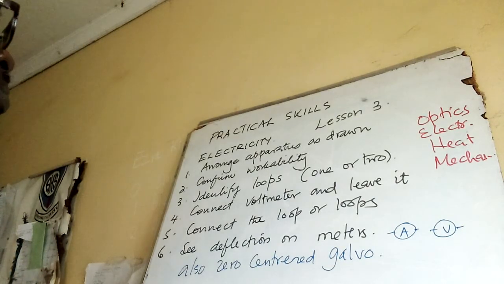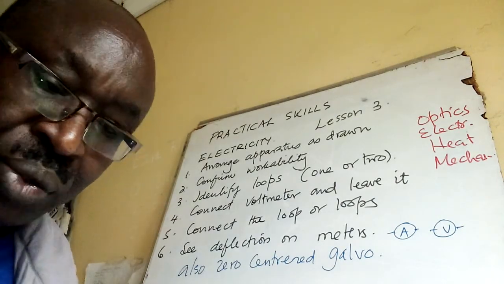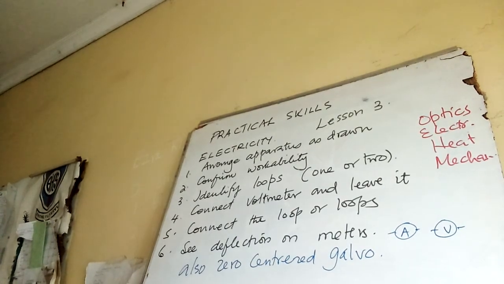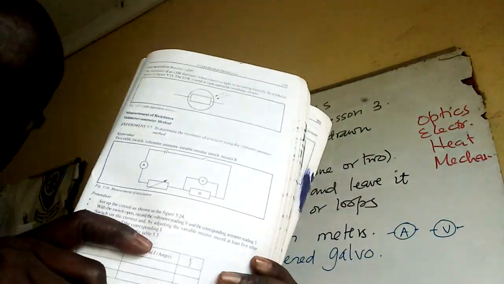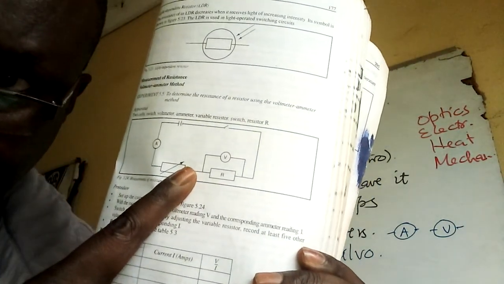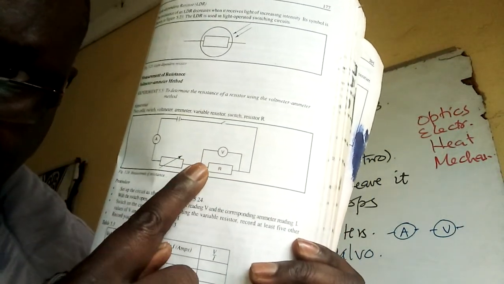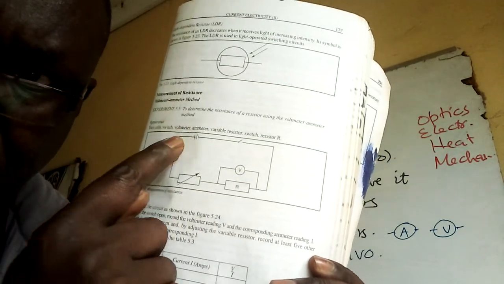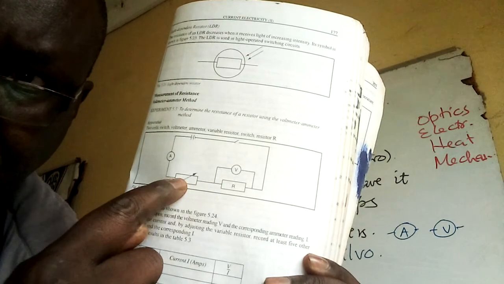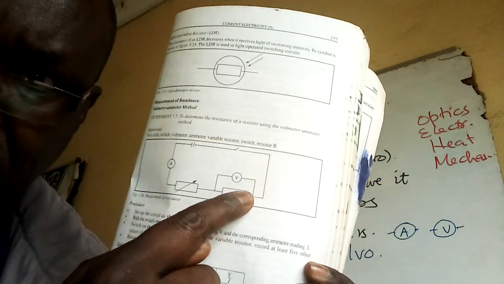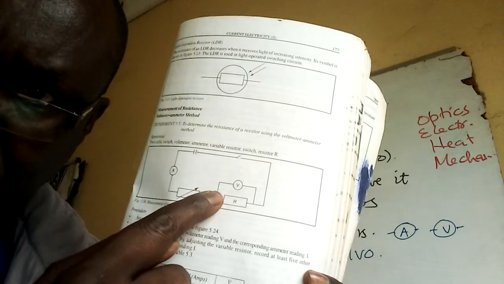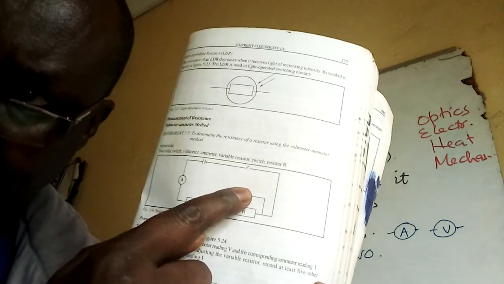Number 3, loops. What I mean by loops are simple questions. Maybe I use this example here. You see, there is a loop here, and then there is this loop. Okay, that is what I call a loop. And even this is a loop.